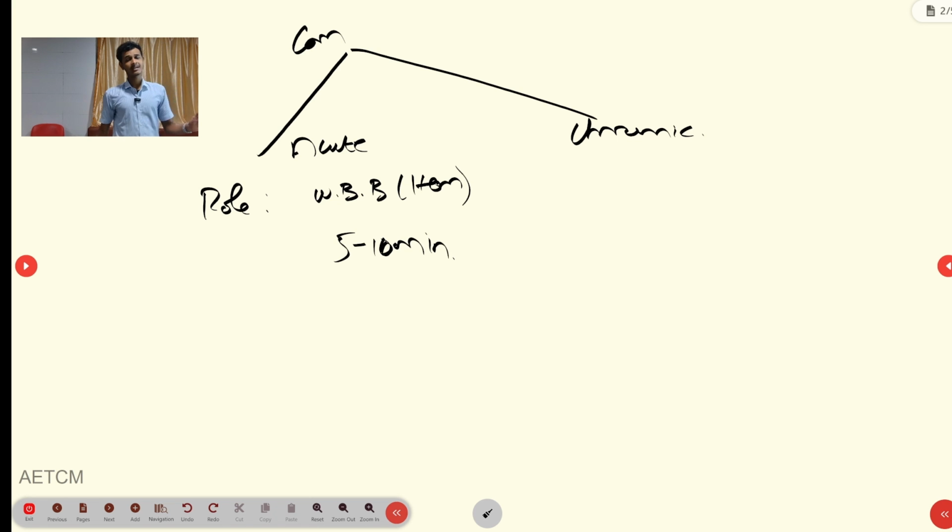Then if it is a chronic condition, if the PCO2 is persistently elevated, the chronic part will take a role. Here the role player is your kidney. The kidney will take a role.